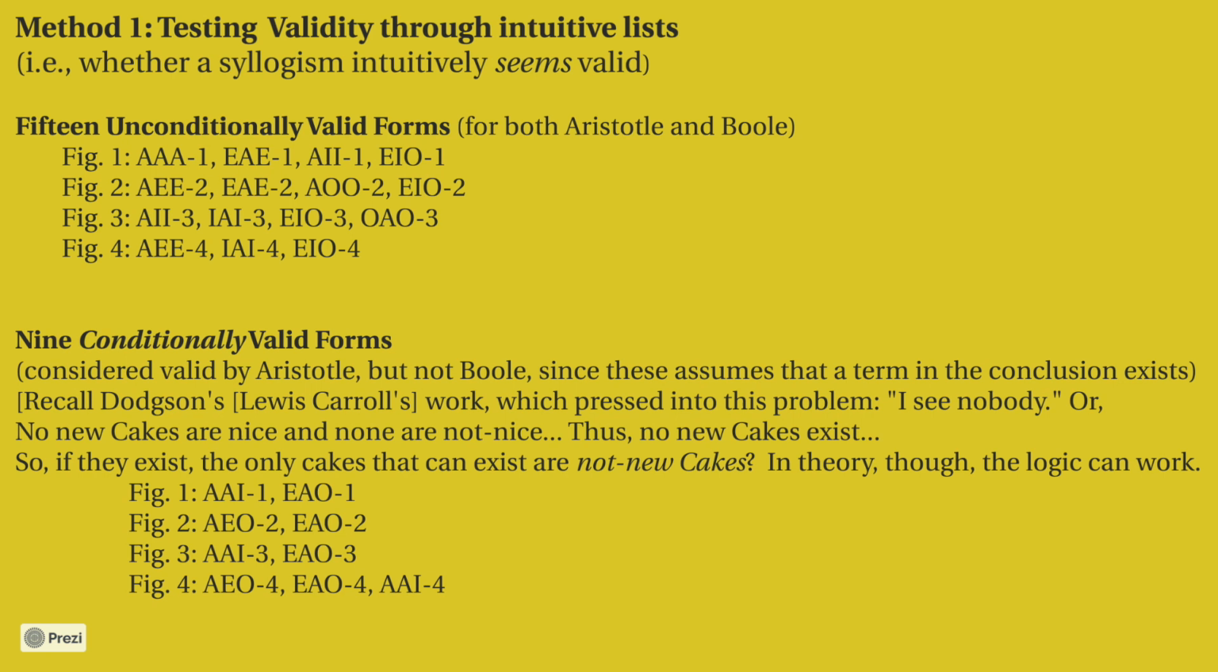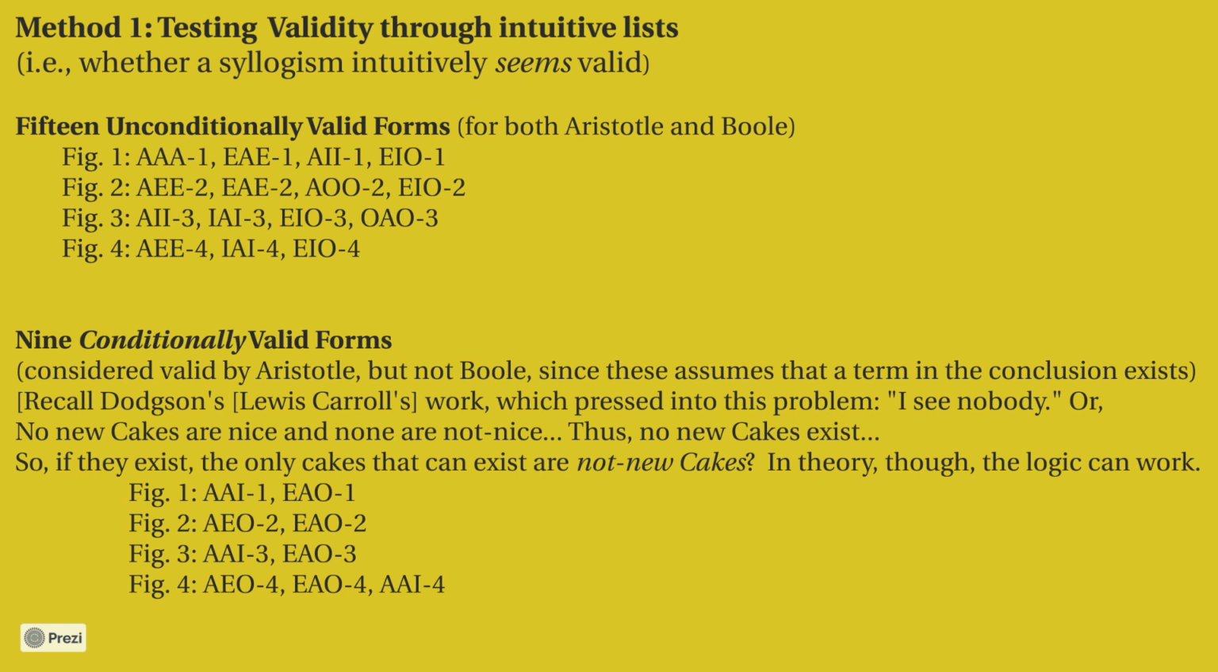In a figure 2 arrangement, AEO and EAO forms are also valid. An AAI or EAO mood in a figure 3 arrangement is also valid. And finally, with figure 4, there are three additional valid forms, AEO, EAO, and AAI in mood. So our first method for testing validity would be simply to compare the argument before us with one of these forms. If the argument matches one of these valid forms, then we can say that the argument is valid.